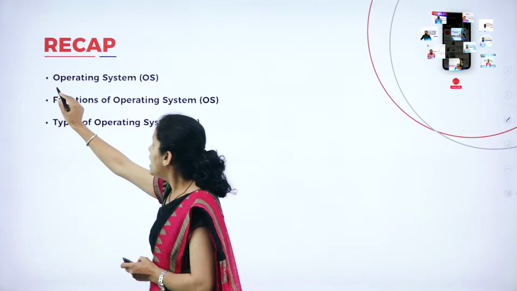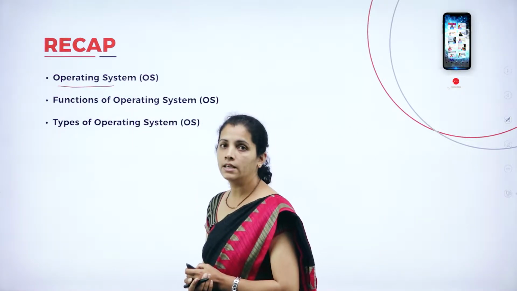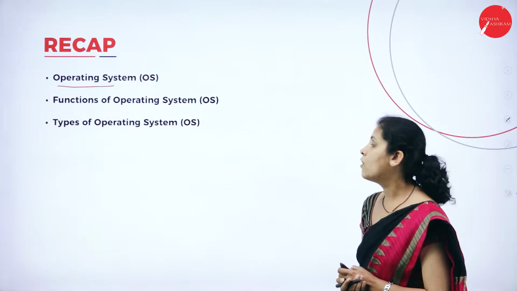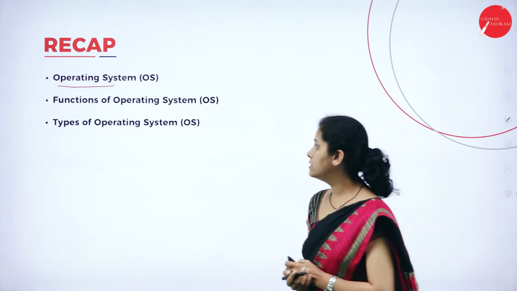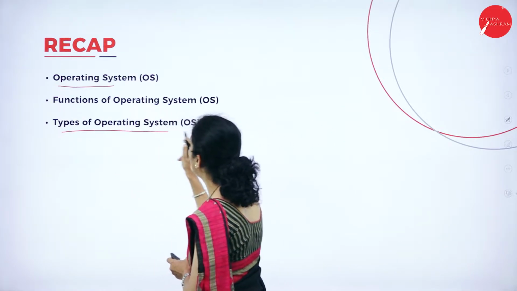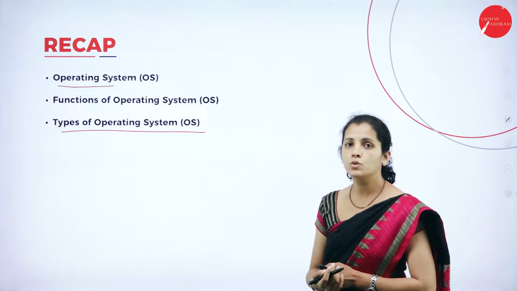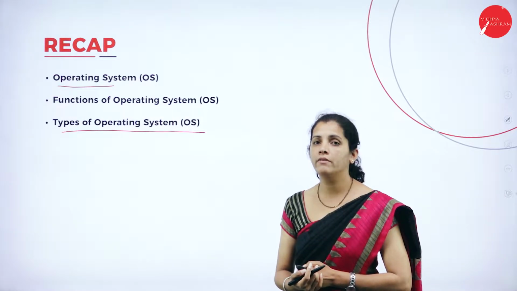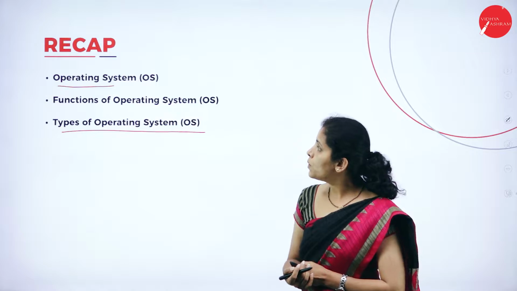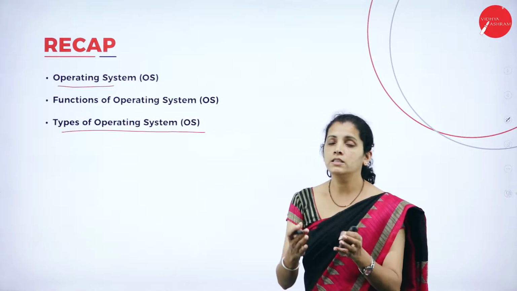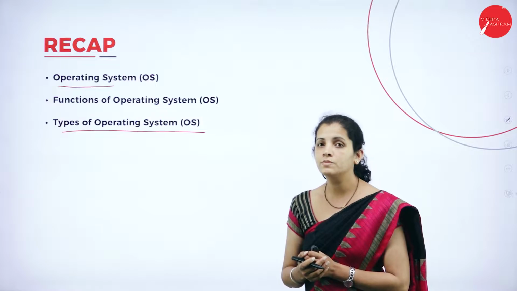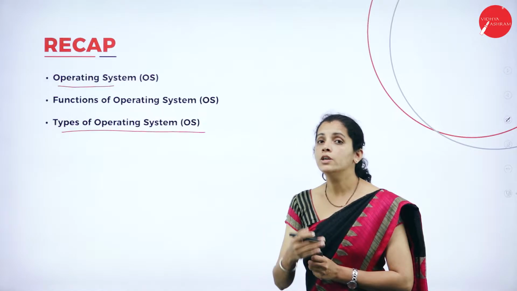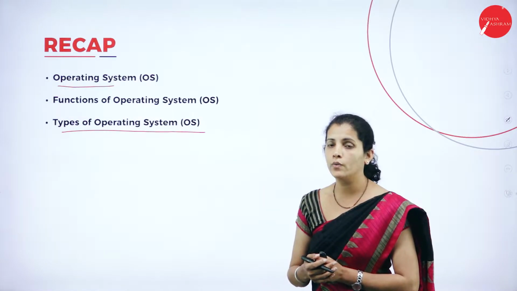So dear student, I have covered operating system, that is, what is operating system. Along with that, I have covered functions of operating system. Along with that, I have discussed types of operating system. So dear student, from the examination point of view, all 3 points are very, very important. So what is an operating system here? It is nothing but an example of system software, and it provides an interface between the computer user and computer hardware.